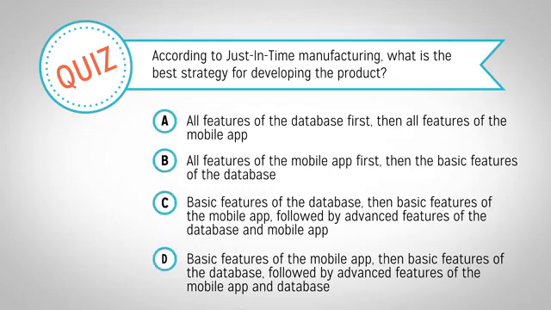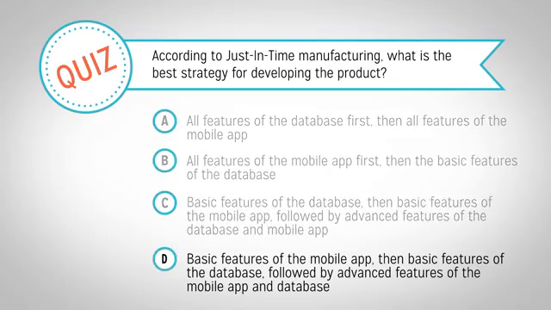The answer is D. Just-in-time manufacturing stresses the importance of building components only when they're needed. So, if you can create a functioning prototype of the mobile app without a database, your priority should be to do that first. If the prototype proves to be successful, then you can build the database and any other advanced features on top of it.